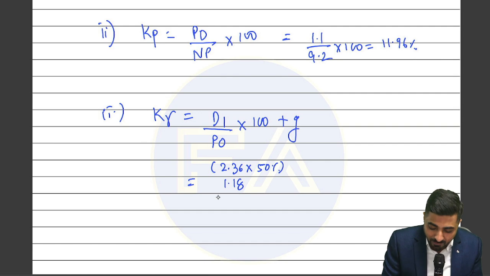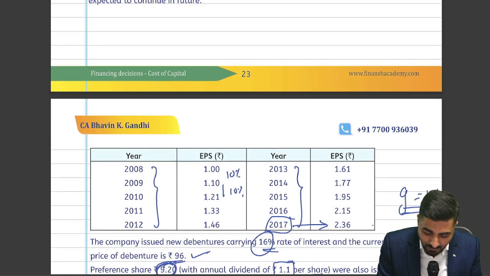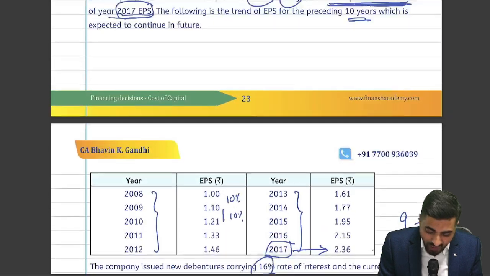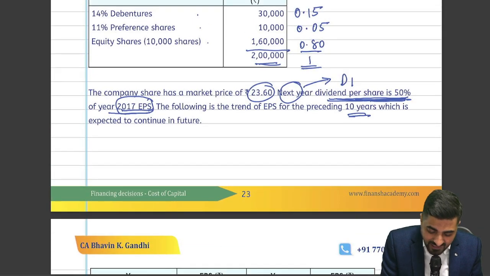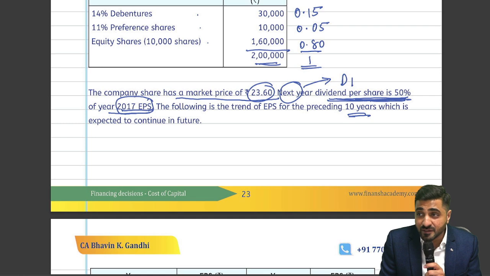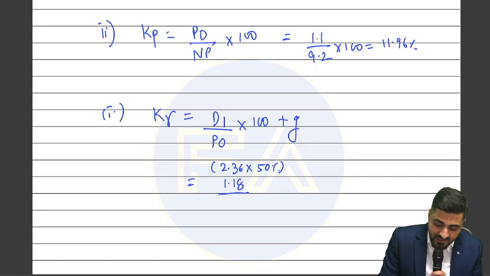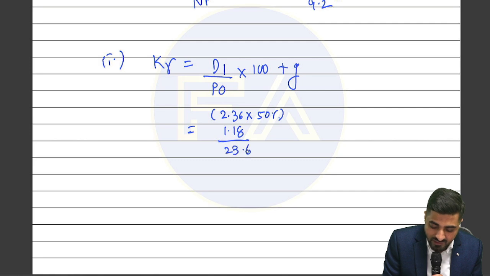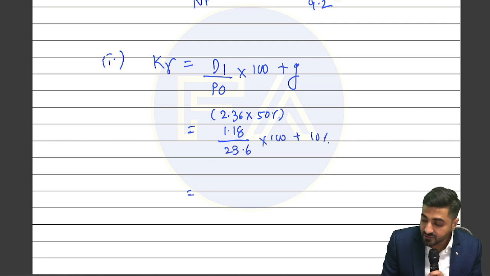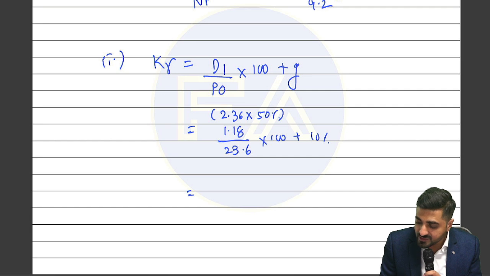This I have to divide by the market price per share. Do I have the market price per share? Yes. The company has the market price per share of 23.6. Divide that by 23.6 plus growth rate. You only told me 1.18. Divide that by 23.6, plus 10 percent growth. How much is this coming?